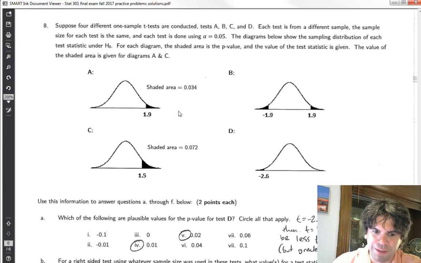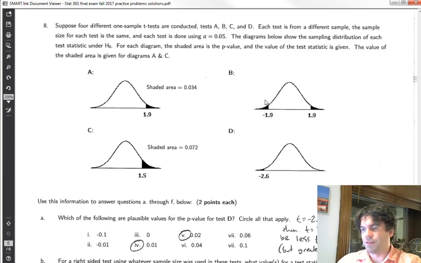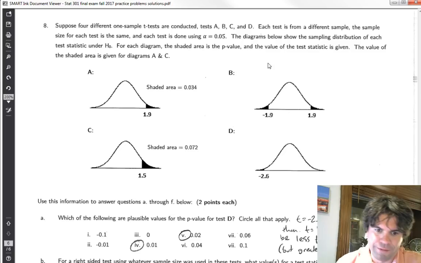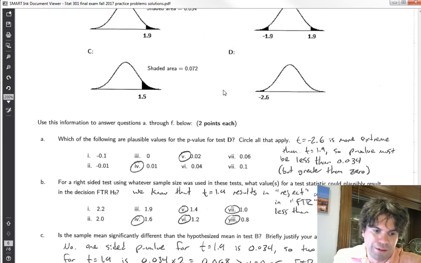All this is the difference between a two-tailed test and a one-tailed test. When I go from one to two sides for the test, I just double the p-value. If that area there is 0.034, so is that value. So 0.034 times 2 is 0.068. That's bigger than 0.05, so fail to reject the null for B.